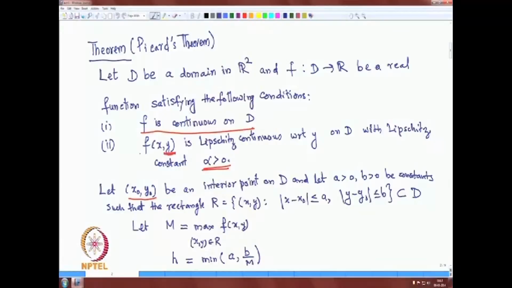In the previous lecture, we were trying to prove the Picard's existence and uniqueness theorem, and the proof was divided into 4 parts, and we proved part A and part B. So, let me just recall the Picard's existence and uniqueness theorem.